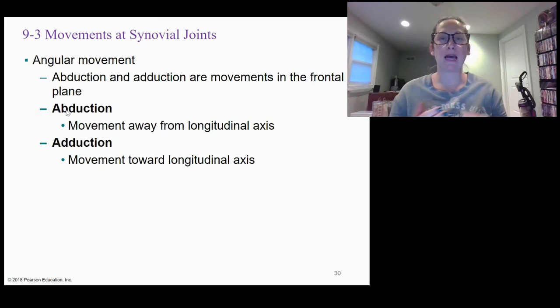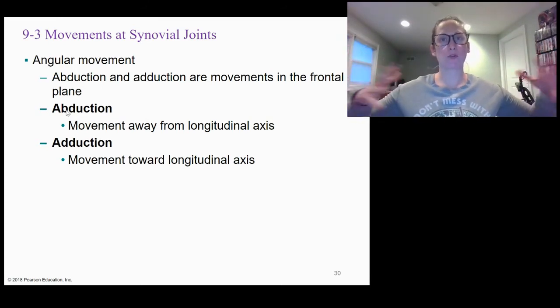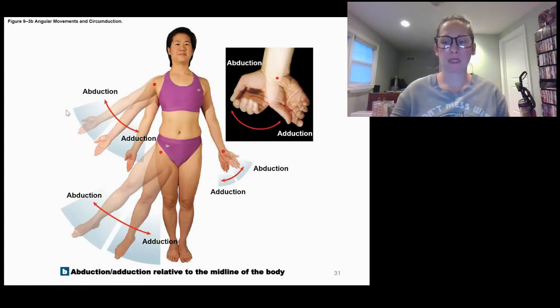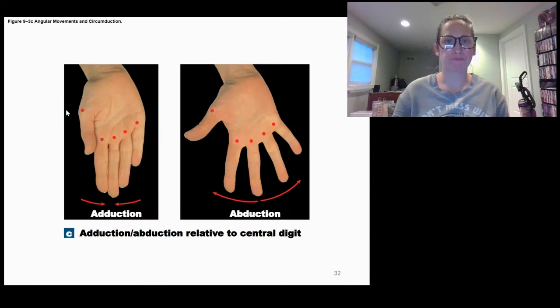The next pair are called ab and adduction. Abduction means to move a body part away during a joint movement, and adduction means to move that body part of those bones closer to our trunk or main line of our body. Again, images to show how that works.